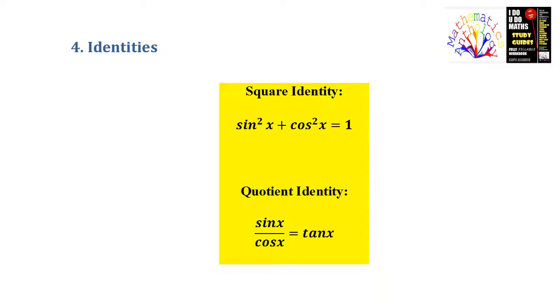Let's now look at identities. So there are two identities that we know so far. The one is the square identity, which says sine squared x plus cos squared x is equal to 1. The second identity we know is the quotient identity, which says that sine x over cos x is equal to tan x.